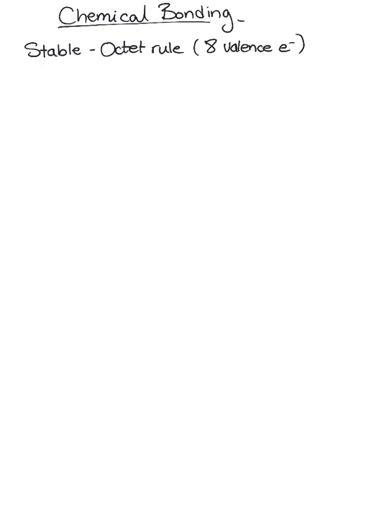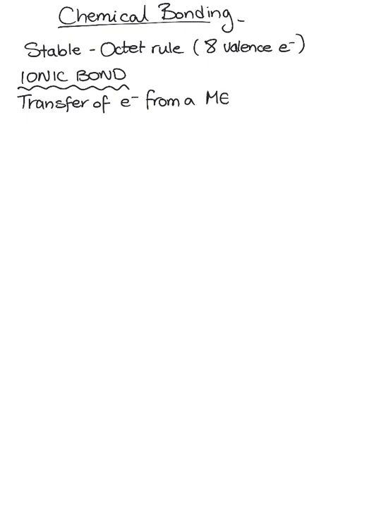So how do atoms bond with each other? One way is by transfer of electrons. So that's the first one that we're going to be talking about, the ionic bond. The first type is called the ionic bond, and this is formed by the transfer of electrons from a metal, so it has to be in this way, from a metal to a non-metal.